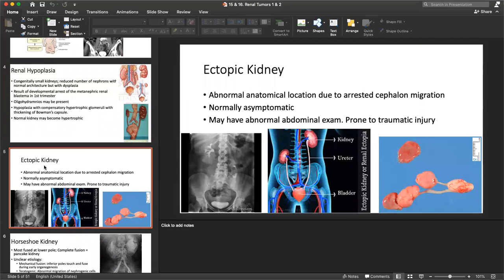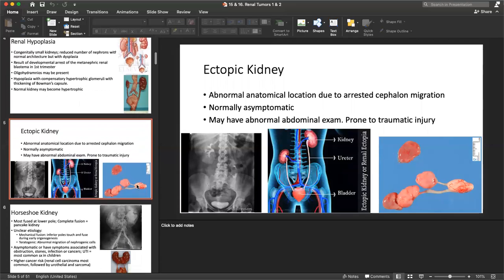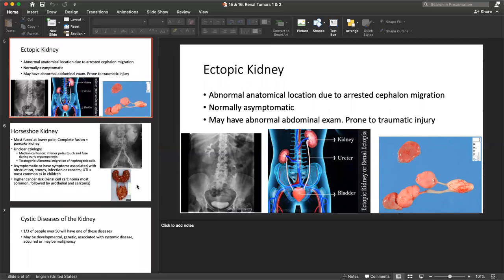Ectopic kidney is going to be at an abnormal location because in the cephalad migration, where our kidneys start down here and then they migrate upward, something stopped it. It's usually asymptomatic. They're going to have a normal abdominal exam. But if there's a traumatic injury, it could harm the kidney because it's not in the right place.